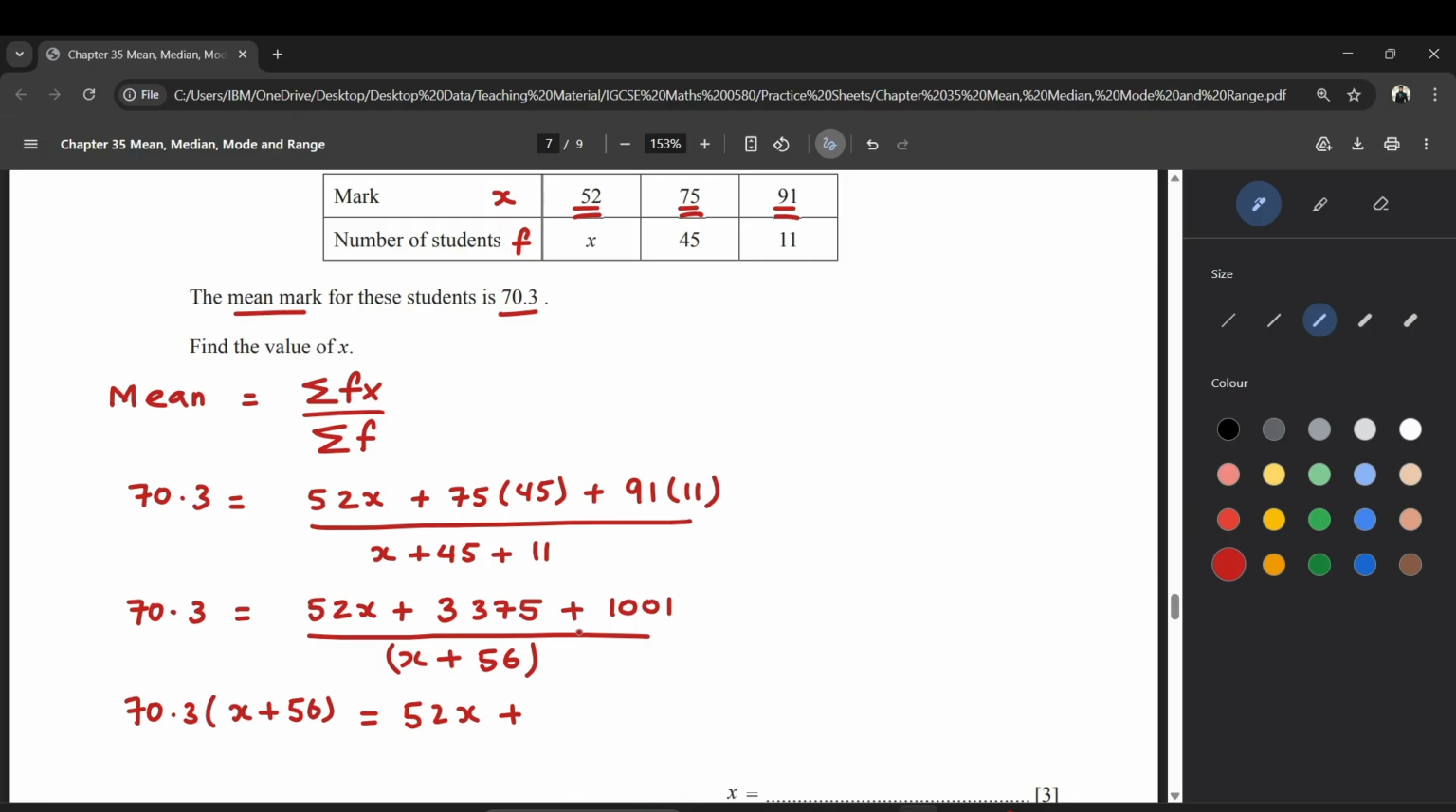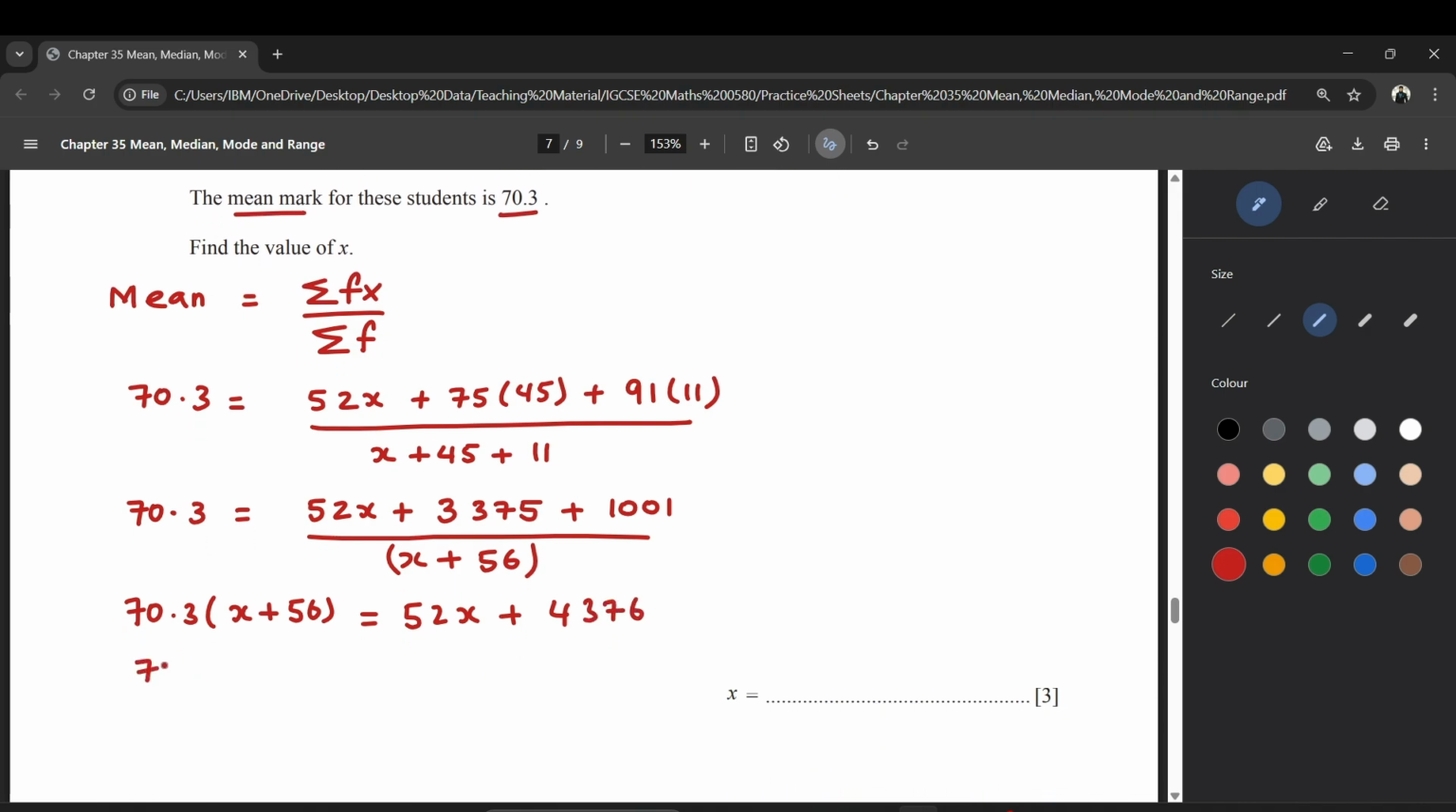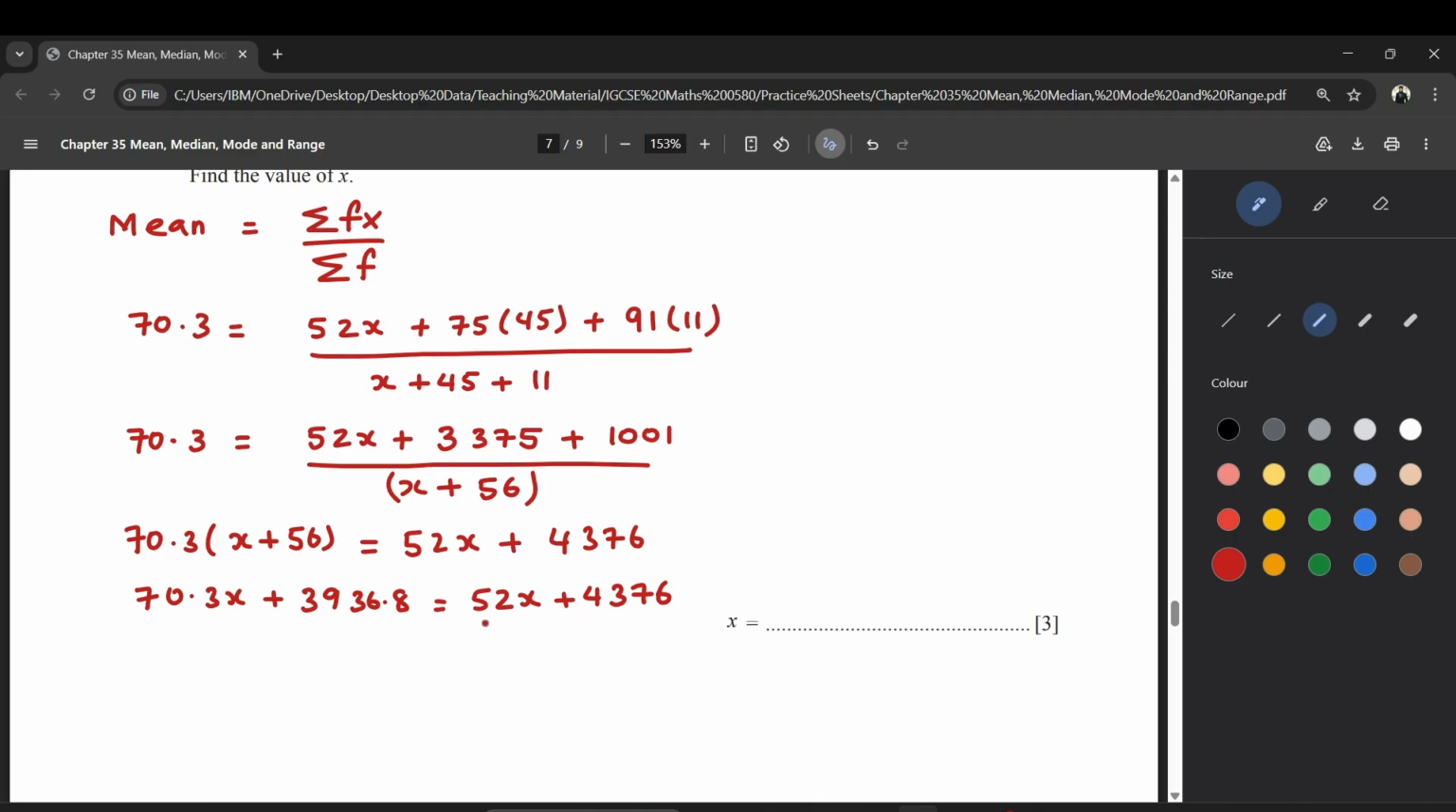we add them up, so we get 4376. Now here we have 70.3x plus 70.3 times 56 will be 3936.8, equals 52x plus 4376. Now we're going to collect the like terms.